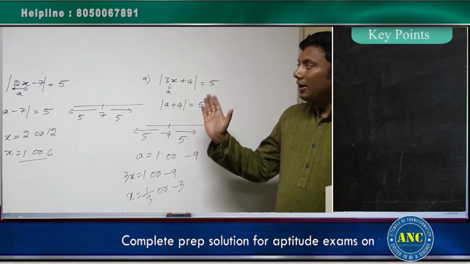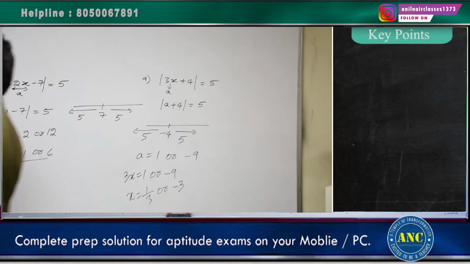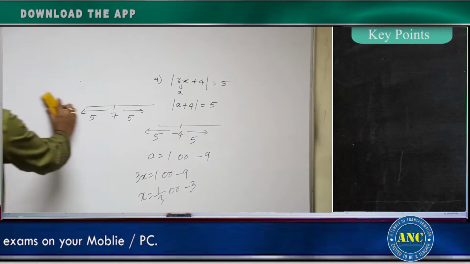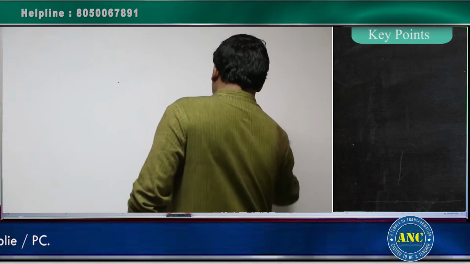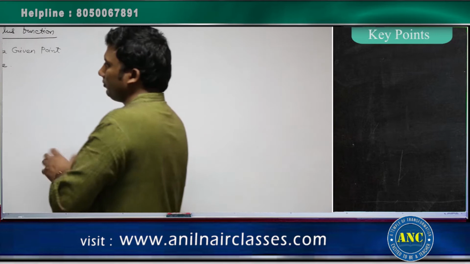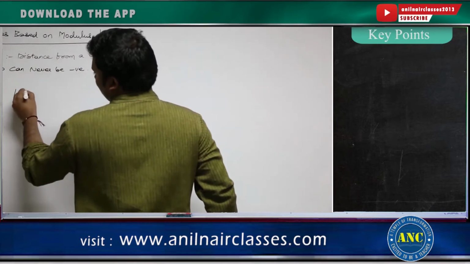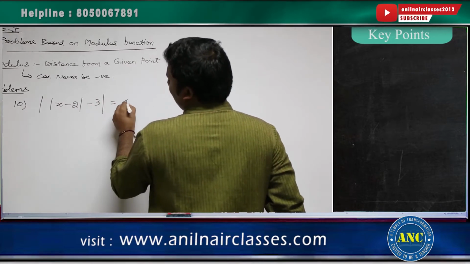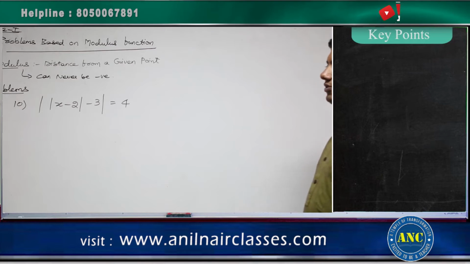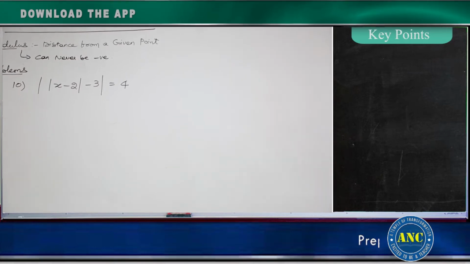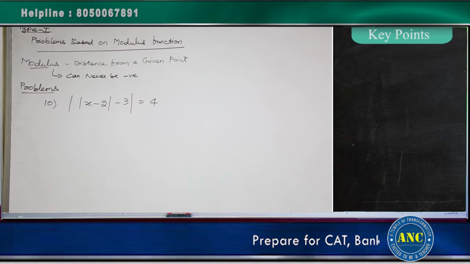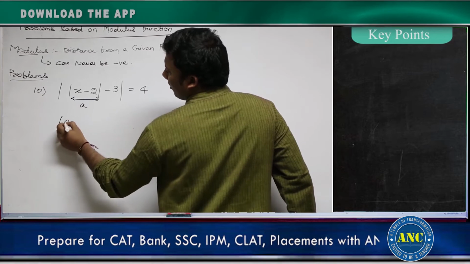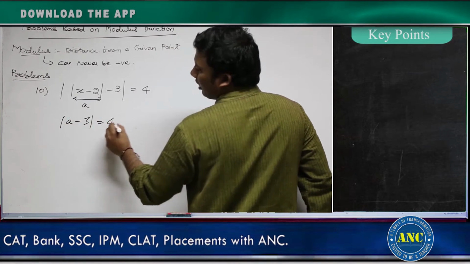Again here, 10th one. Another, we are scaling up the concept. Mod x minus 2 minus 3 equivalent to 4. How many values of x will satisfy this? Same, replace mod x minus 2 as a. So this will become mod a minus 3 equivalent to 4.